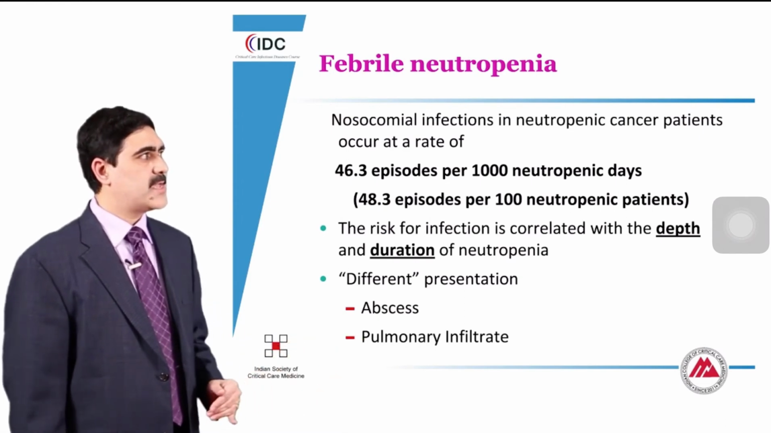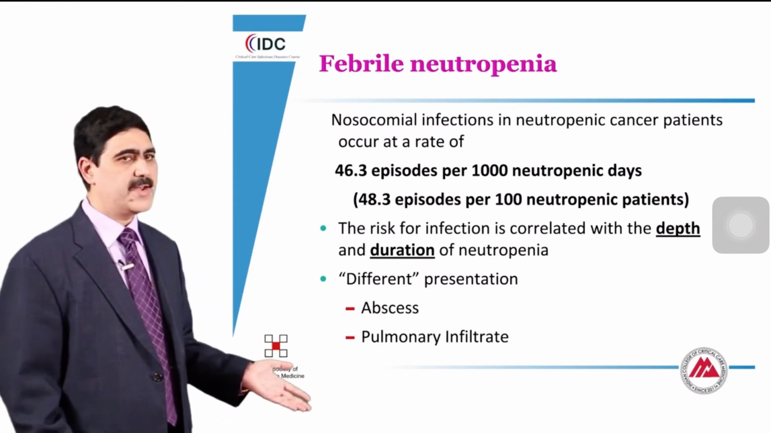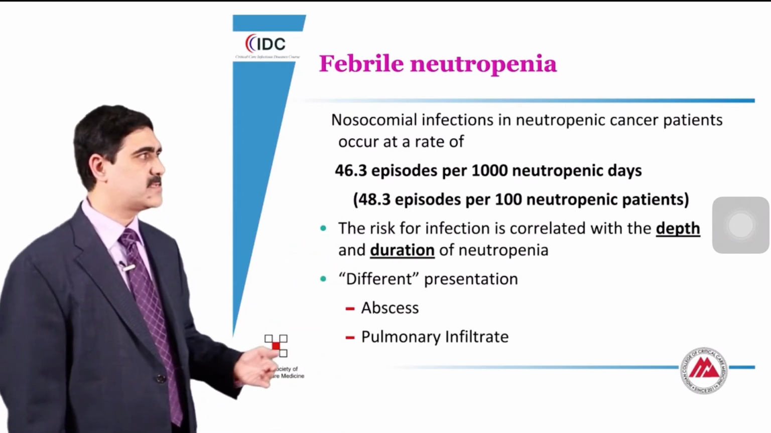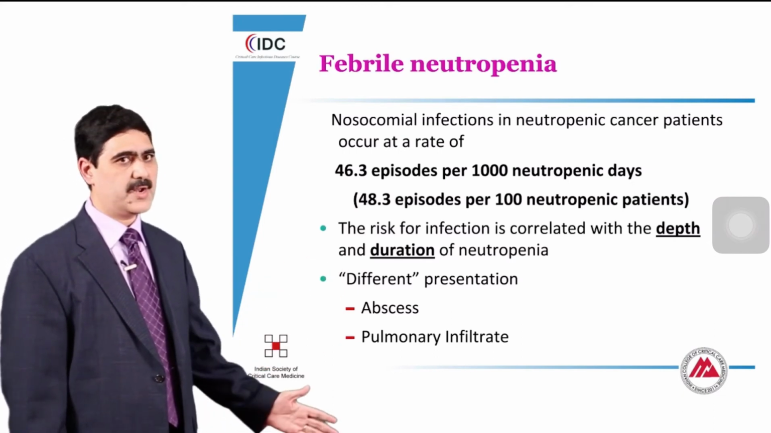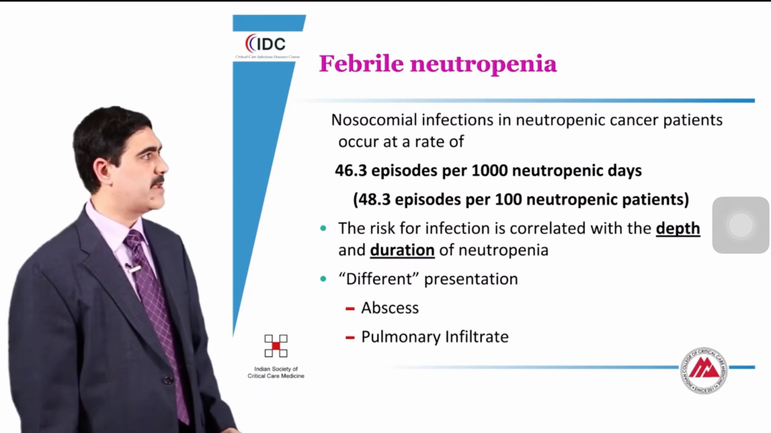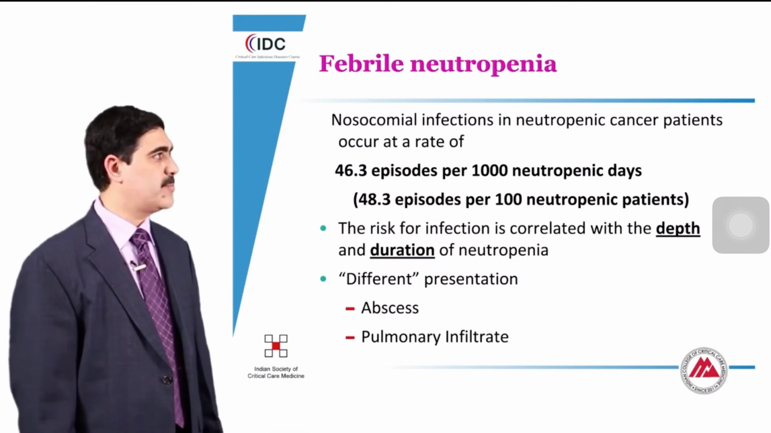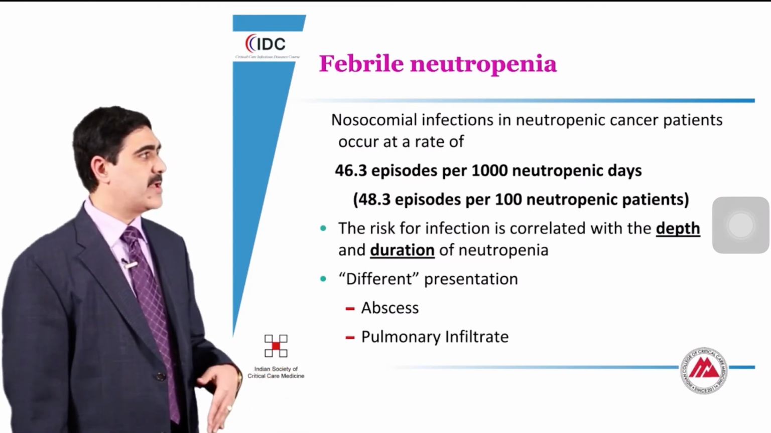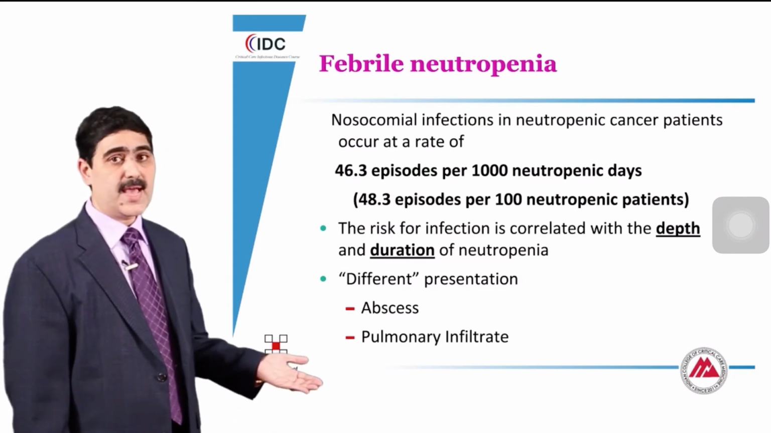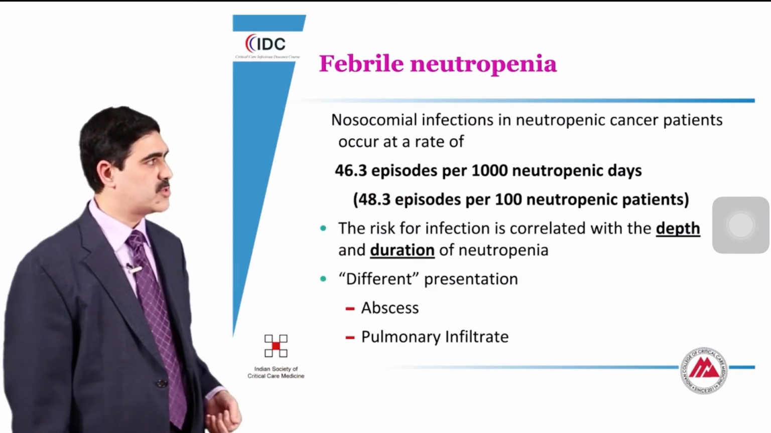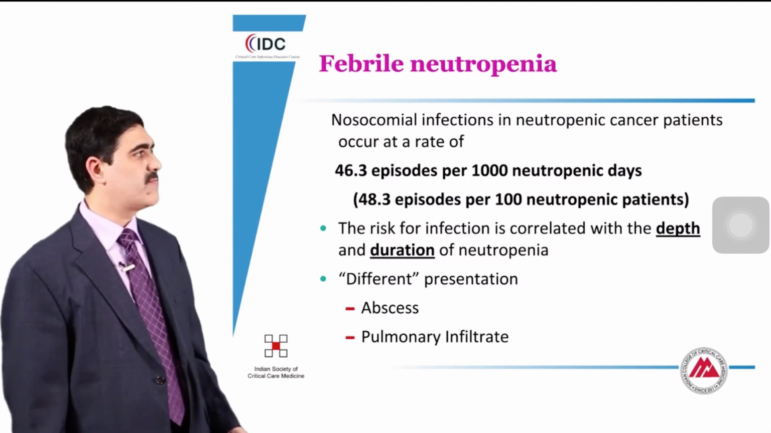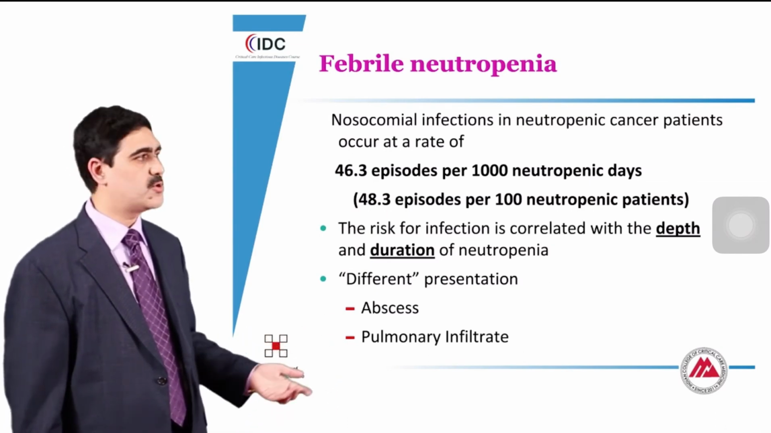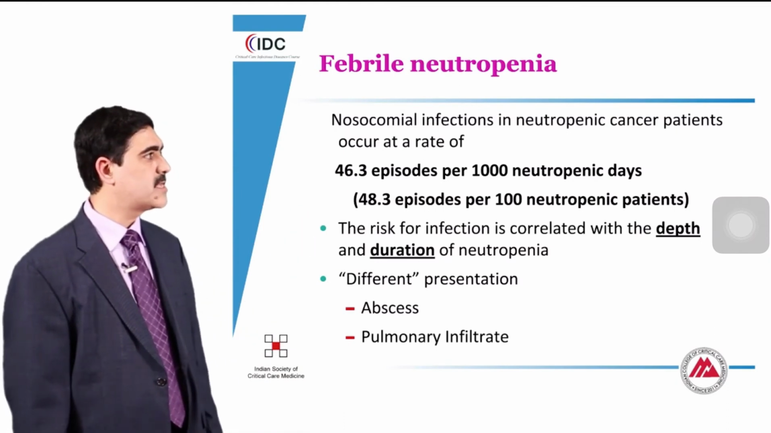I'll switch gears and talk briefly about febrile neutropenia, because this is one of the states that I was mentioning while managing immunosuppressed patients, particularly cancer patients with neutropenia while they are on chemotherapy. The incidence of infection is significantly high in these patients. As you can see, it's almost about 46.3 episodes per 1,000 neutropenic days, or 48.3 episodes per 100 neutropenic patients in one of the studies.